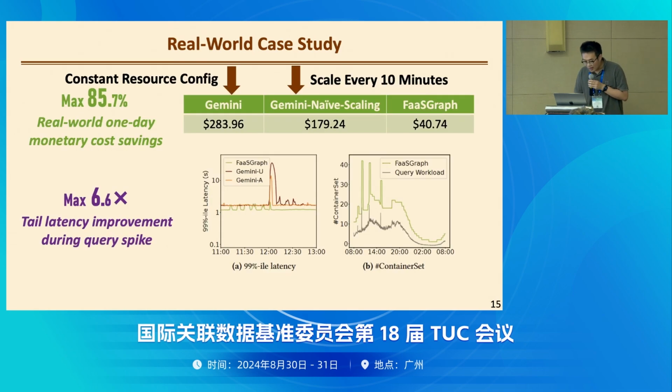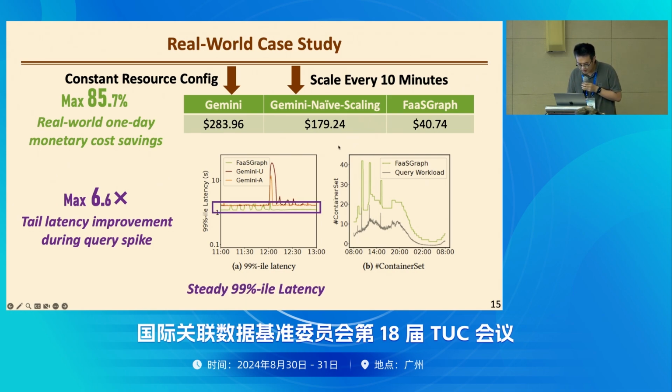We have also conducted a case study using the query pattern we just outlined before. We compare FastGraph, Gemini, and a naive scaling version of Gemini. The naive scaling means that we modify the number of Gemini instances every 10 minutes based on prior knowledge of the query pattern. According to the table, introducing FastGraph can lead to up to 85% of the daily monetary cost savings.